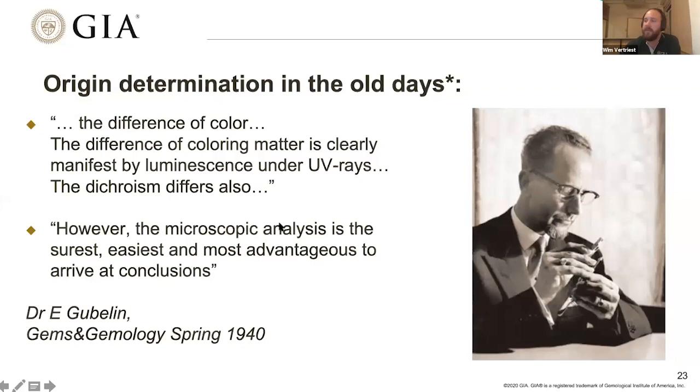But the most important thing that Dr. Gubelin said in that article is the microscopic analysis is the surest, easiest, and most advantageous way to arrive at conclusions about origin determination. So that's in 1940, where a microscope is able to separate the two main deposits at that time.